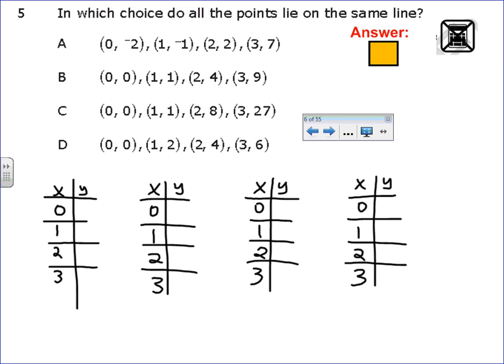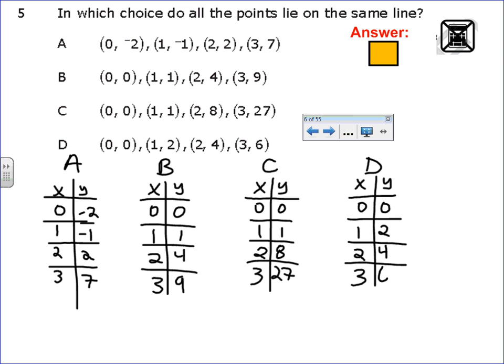Alright. So this is going to represent the choices A, B, C, and D. Okay, well for A, my y's were -2, -1, 2, and 7. B was 0, 1, 4, and 9. C was 0, 1, 8, and 27. And D was 0, 2, 4, and 6. Okay? Now remember, anytime we have a table, we need to find the difference. For this side, they're already done for all of them. It was +1. They're all the same, so they're all +1 each time. Which makes it easier.